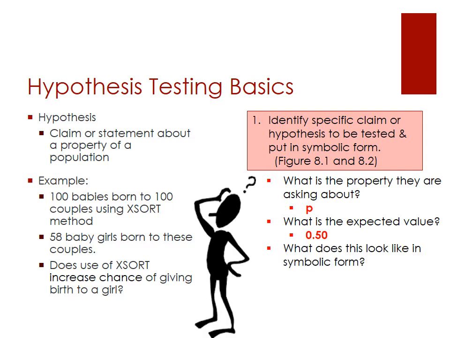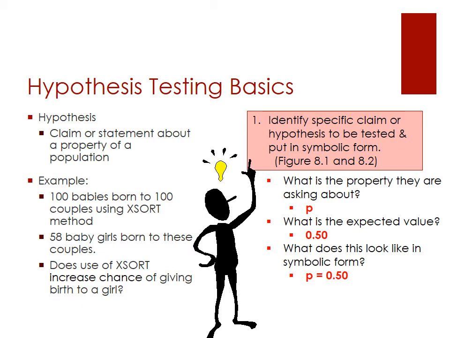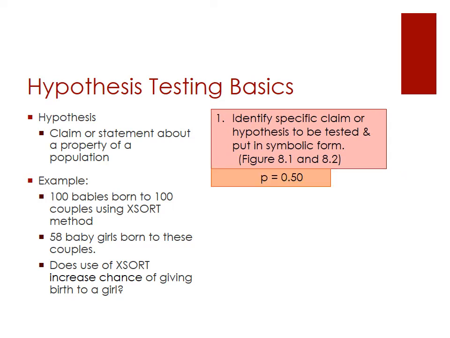Now, we need to put these together in symbolic form. And this is simply going to look like this. So we're going to put p is equal to 0.50. So that's the claim that we're making. So when we're going through and we're looking at this, that's our first step. P equals 0.50. That is the claim or hypothesis that we're going to be testing.